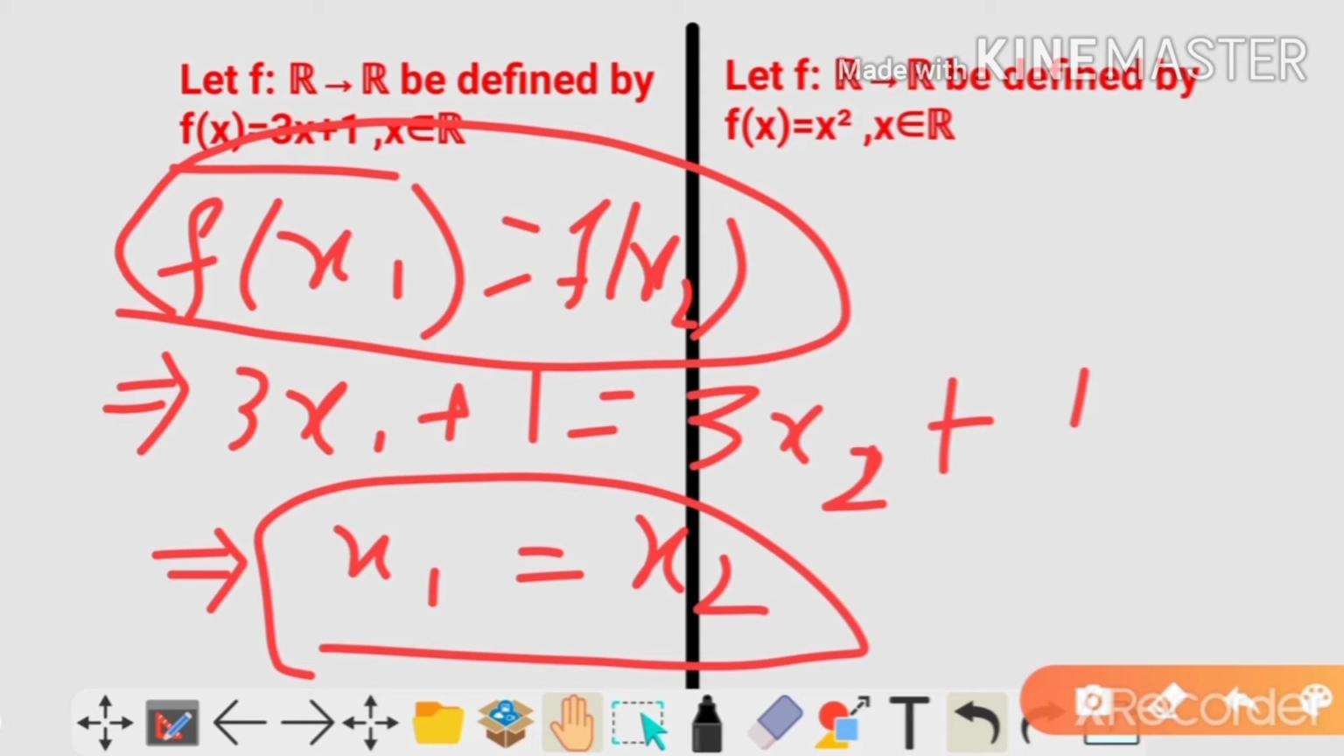Okay, so I hope the injective part is clear to you. Now we'll move to the surjective mapping.